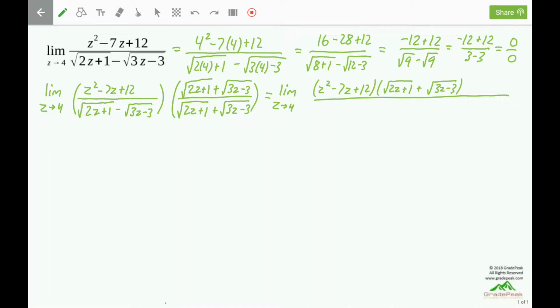Square root of 2z plus 1 times the square root of 2z plus 1 will be 2z plus 1 for the first. Square root of 2z plus 1 times the positive square root of 3z minus 3 will become a positive square root. They go under one root. This is the outside, and it will be 2z plus 1 and 3z minus 3. And then the negative square root of 3z minus 3 times the positive square root of 2z plus 1. This will be the inside. They can go together under a single root.